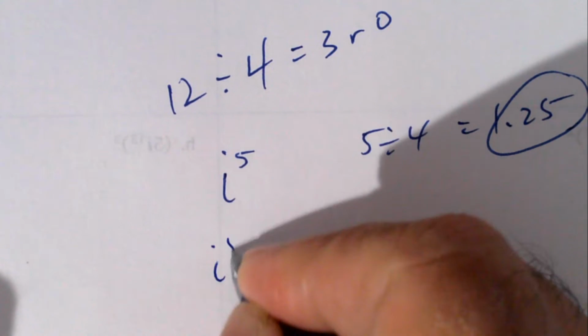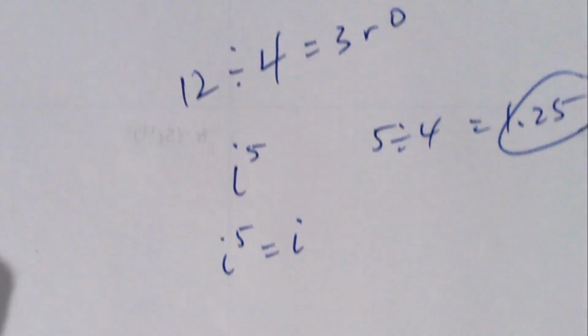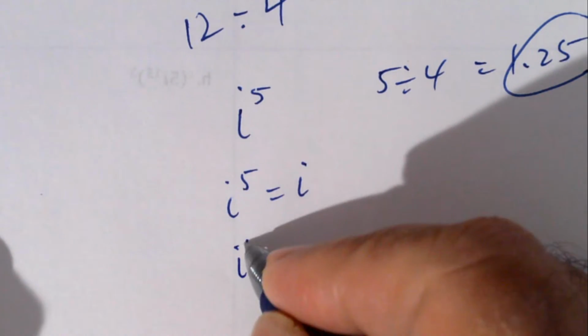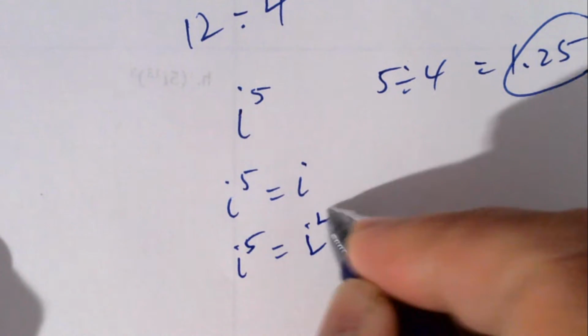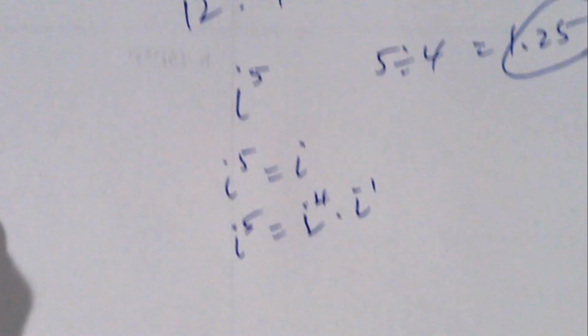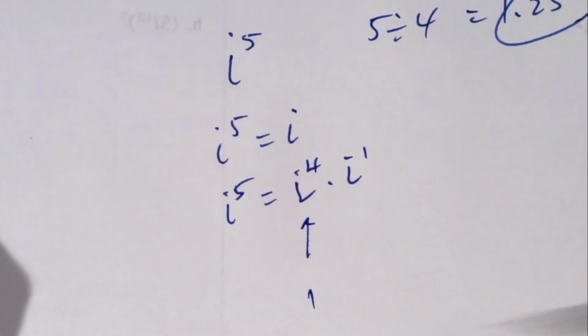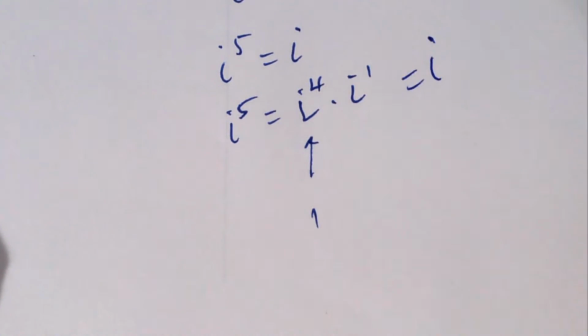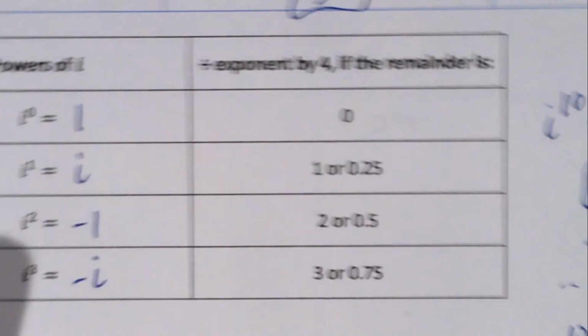i to the 5th is equal to i. That's the weird part, it just kind of comes back to itself. If you need a little more convincing, i to the 5th is the same as i to the 4th times i to the 1st. Remember, i to the 4th is 1, and 1 times i is just i.